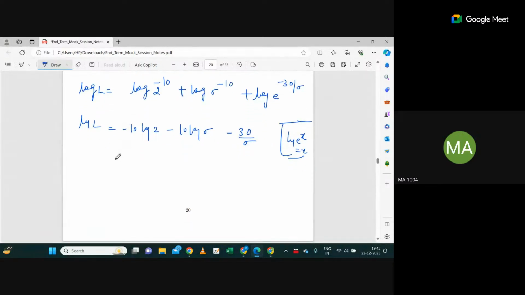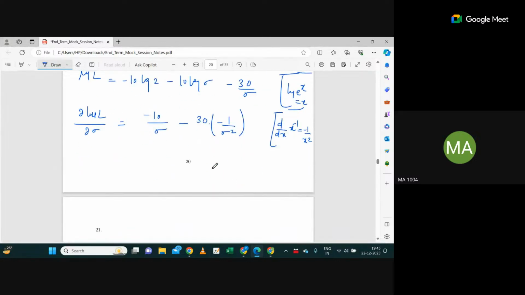What's the next? I have to differentiate with respect to sigma. The constant term gives 0. It will be minus 10 by sigma and plus 30 by sigma square, because the differentiation of the inverse of x is minus 1 by x square. Is this clear for everyone?